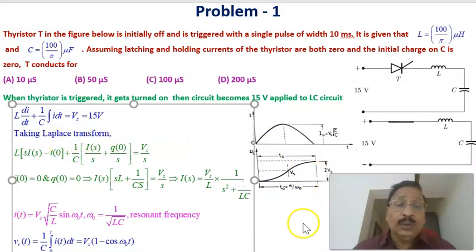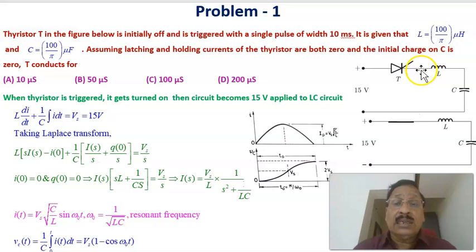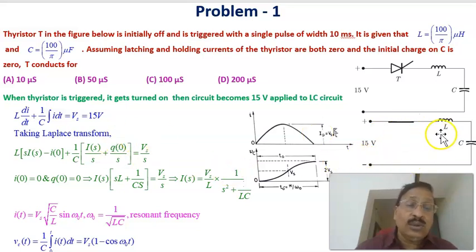Now, in order to find out the duration for which the SCR is conducting, we have to analyze this LC circuit. To analyze it, we first apply Kirchhoff's voltage law to this loop. That is, the input voltage Vs is equal to the drop across the inductance, L di by dt, plus what is across the capacitor, 1 by C integral i dt, which is equal to Vs, given as 15 volts. We take the Laplace transform to solve it, because finally I want the current through this LC circuit, also called a ringing circuit.